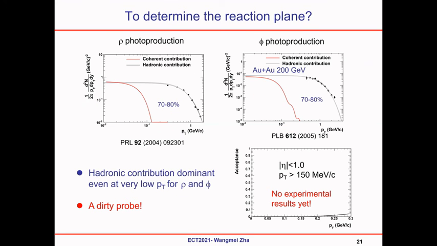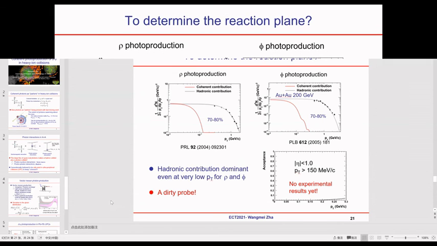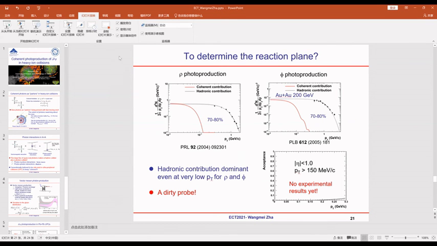However, as I said, the polarization vector is aligned along the impact parameter. So can we use that to determine the reaction plane? If you look at the photon production for rho and phi, you can find that even in peripheral collisions at RHIC, the photon production is not dominant at very, very low pT, which means that in the dirty probe you need to consider the hadronic contribution.